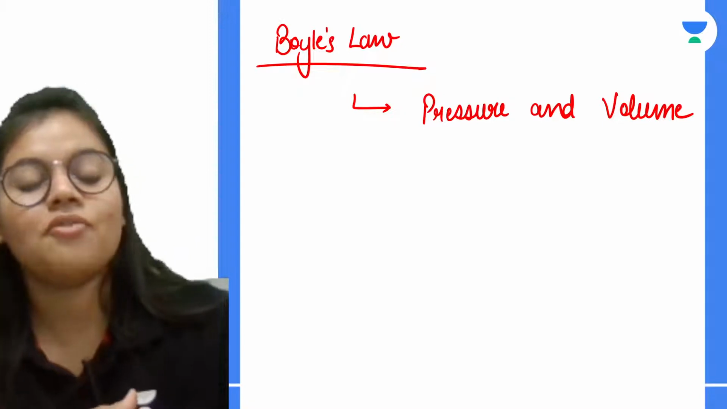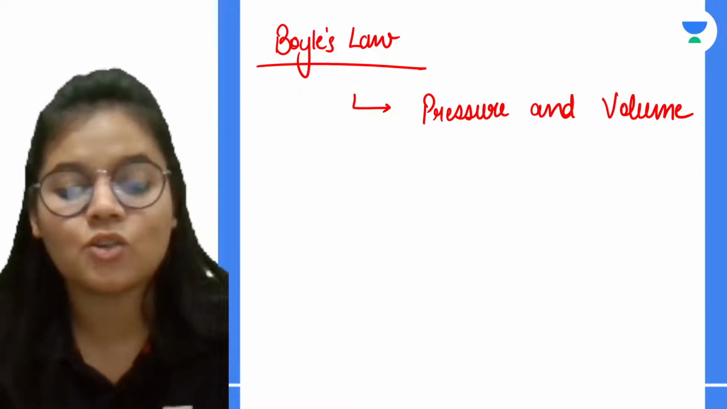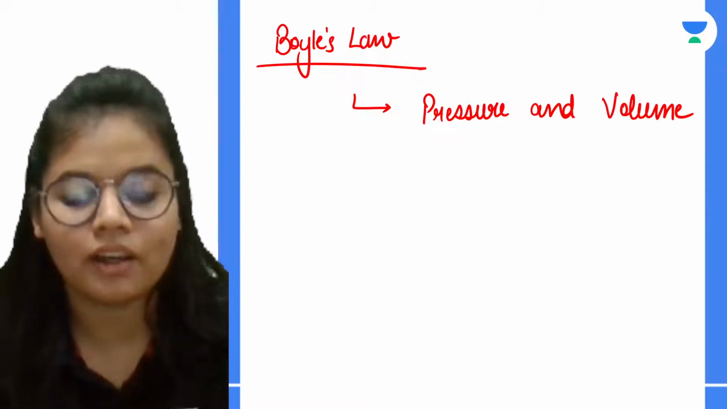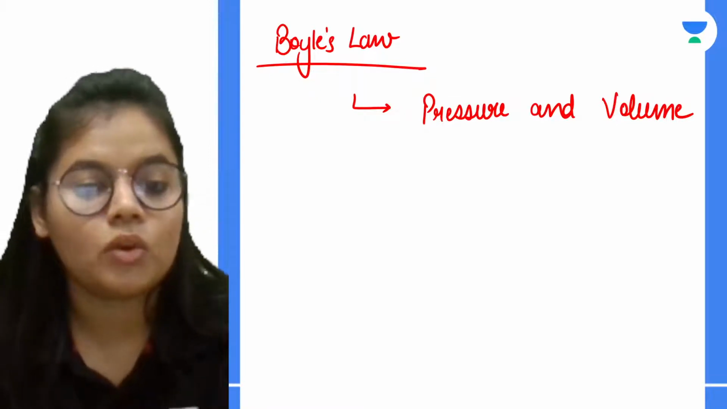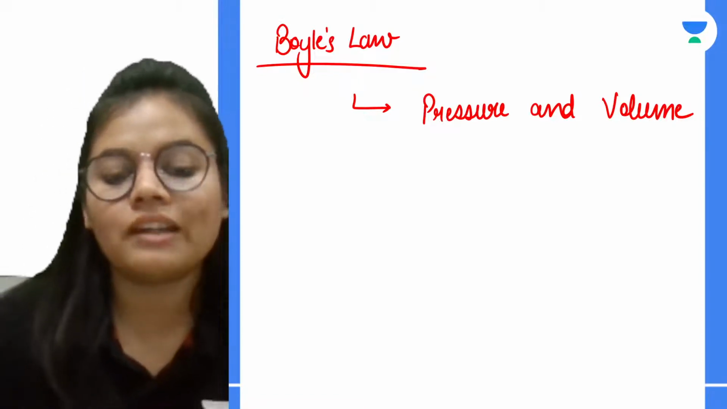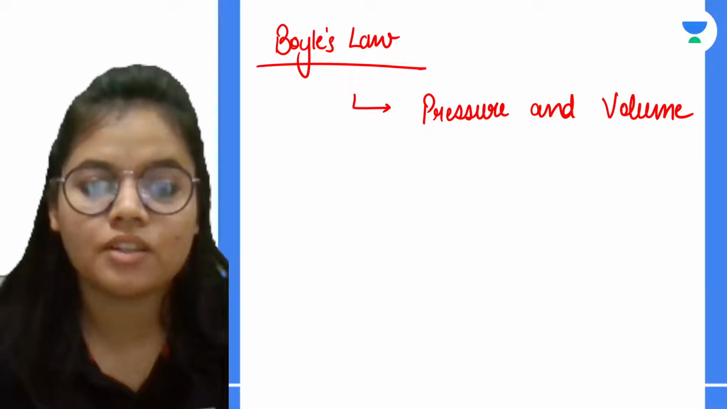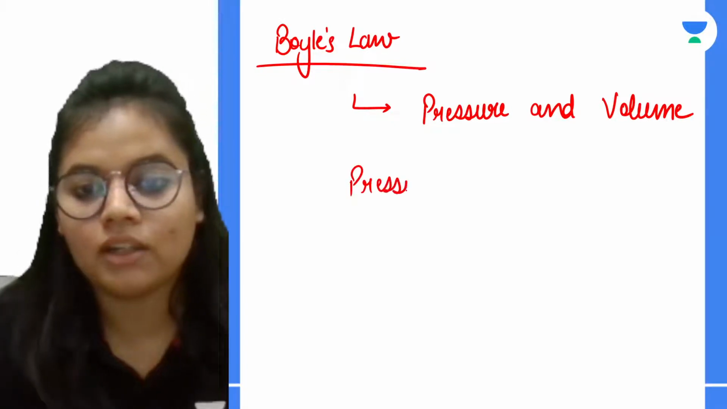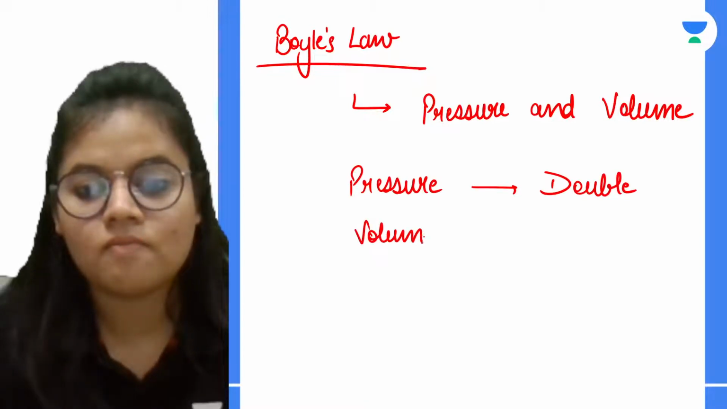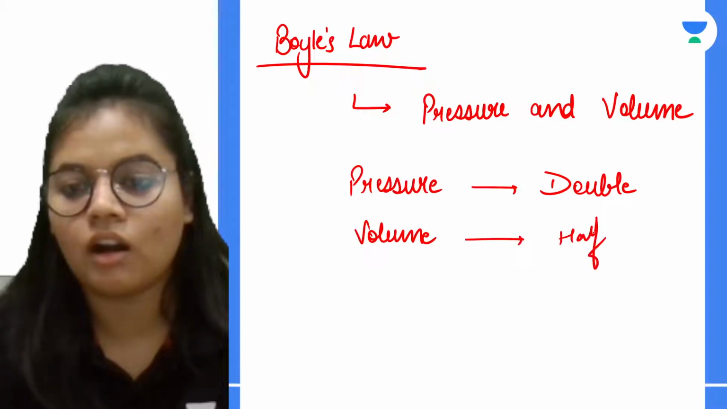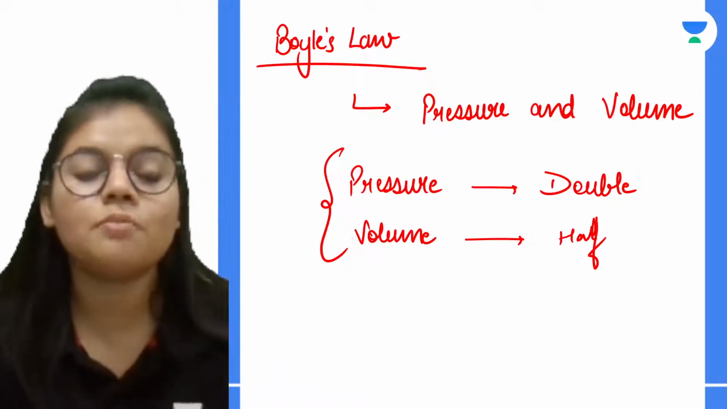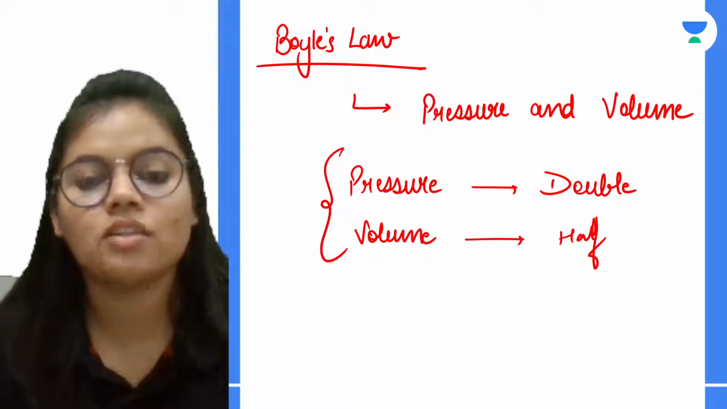He found that if we are keeping the temperature constant, then if we take a fixed mass of any gas, its volume would just decrease to half when we double the pressure. It means if we have doubled the pressure, then what will the volume become? It would just become half. Okay, so this was the relationship that he derived between pressure and volume, keeping the temperature as a constant quantity.